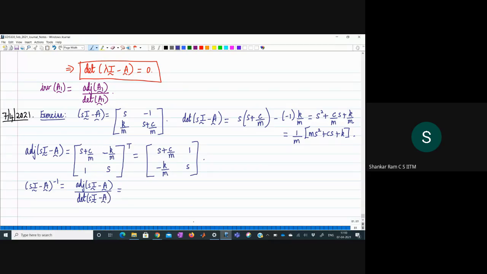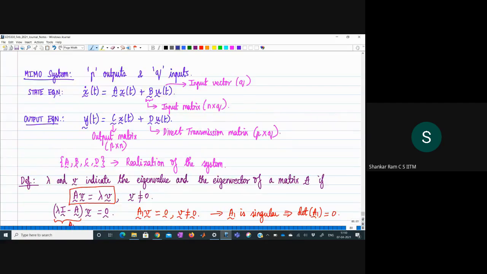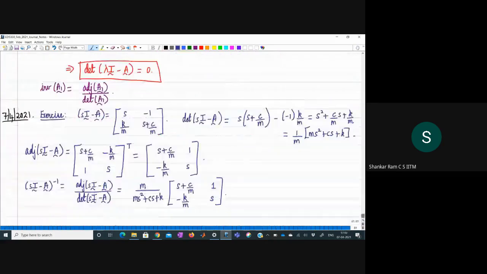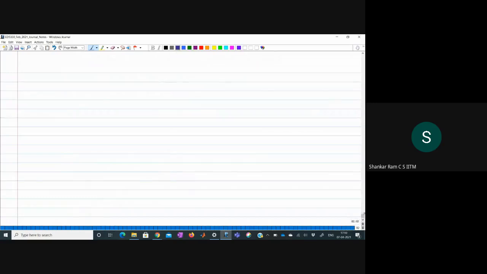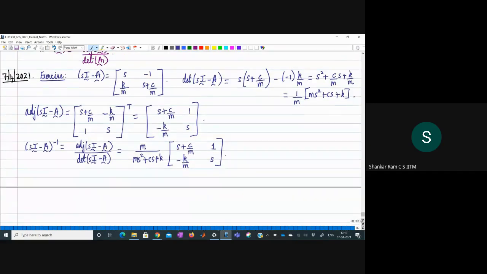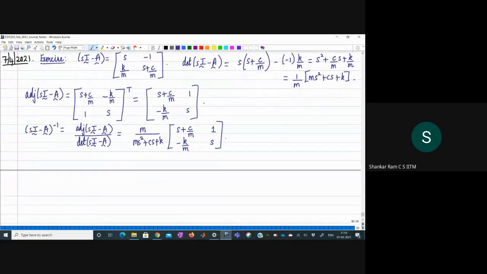Okay, so if we do this, we will immediately see that we will get m divided by ms squared plus cs plus k, multiplying s plus c by m, 1, minus k by m. Yes, so this will be the inverse of that matrix, sI minus A. Okay.